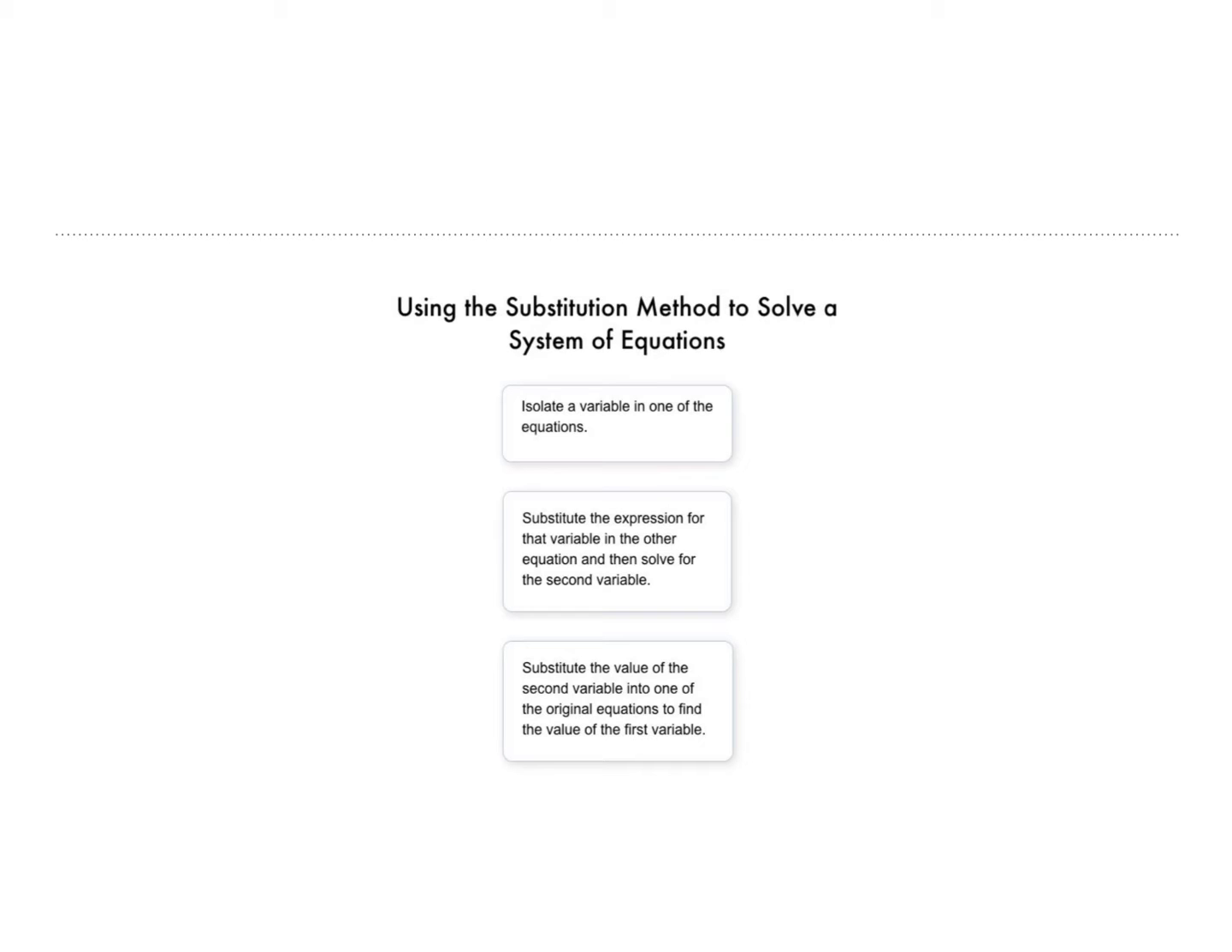So using the substitution method to solve a system of equations, step 1 is isolate a variable in one of the equations. So we either want it to be x equals the rest of your equation, or y equals the rest of your equation. It doesn't matter which variable. I would always just pick the one that looks the easiest, and I'll show you guys how we can identify which one looks the easiest.